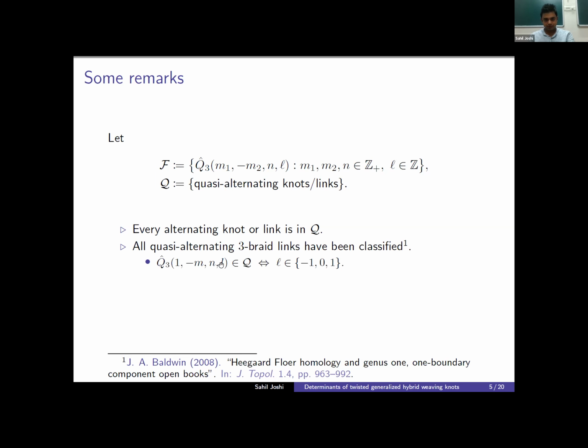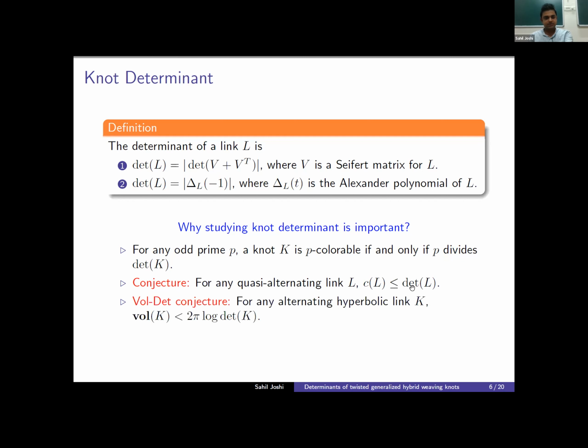It is important because it solves the problem of colorability of a knot. For any odd prime P, we know that the knot is P-colorable if and only if P divides the determinant of the knot. And there are some interesting conjectures, like for any quasi-alternating link, its crossing number is less than or equal to the determinant of L. So this conjecture is still open.